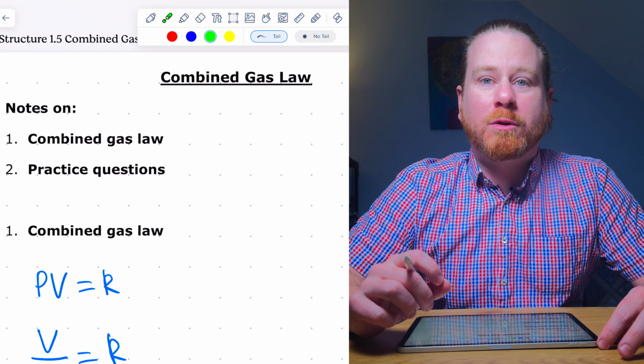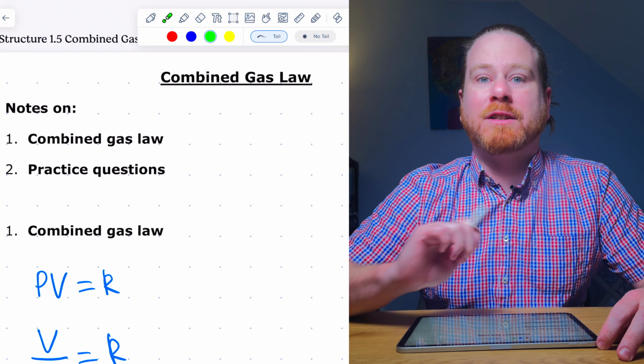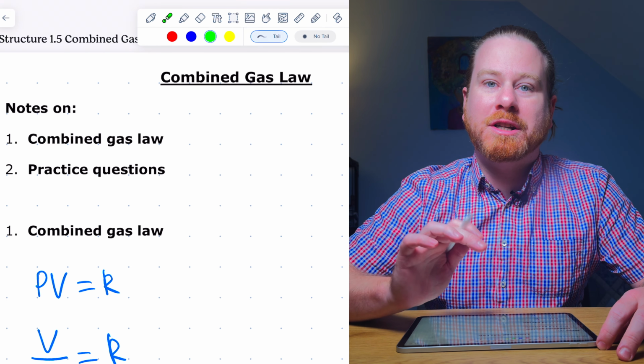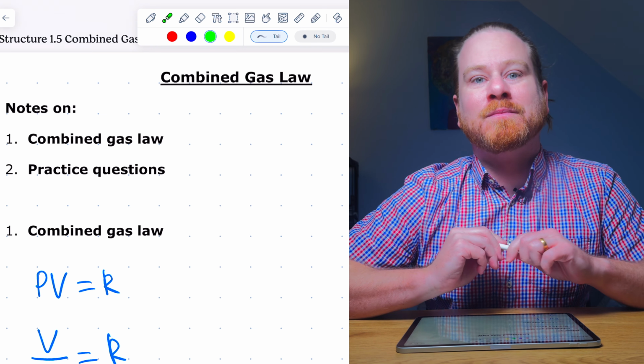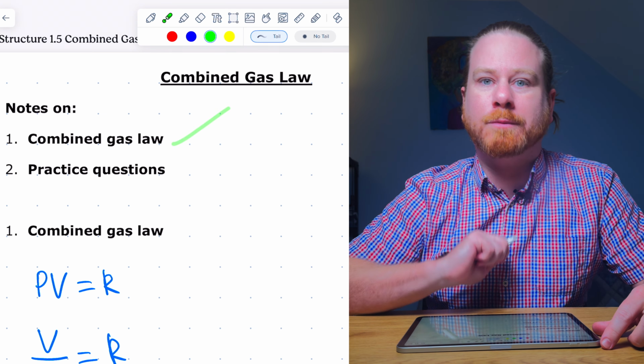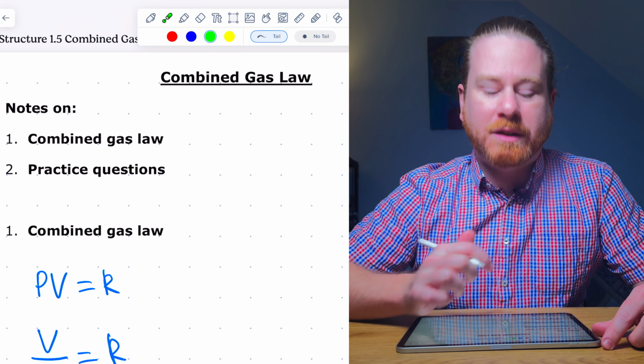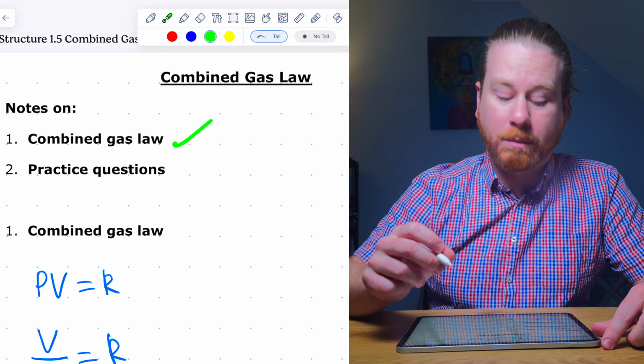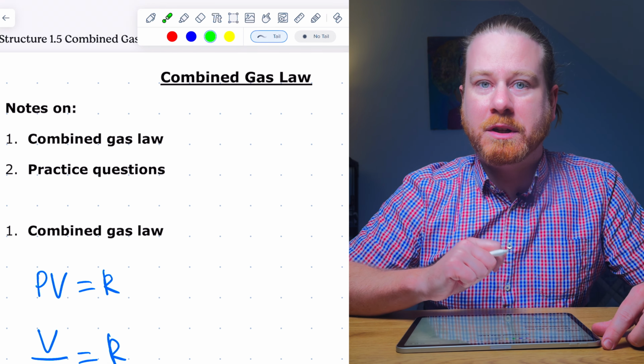We now know how the properties of a gas are linked. So now let's look at combining pressure, temperature and volume as we look at the combined gas law. So this is what we're going to be doing today. We're looking at the combined gas law and looking at some practice questions.